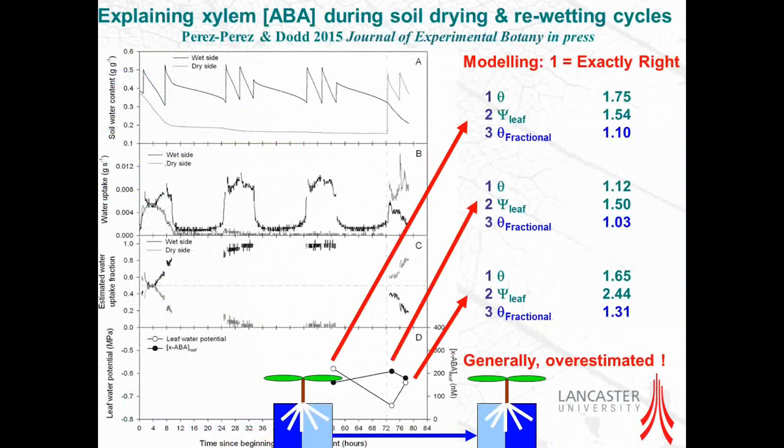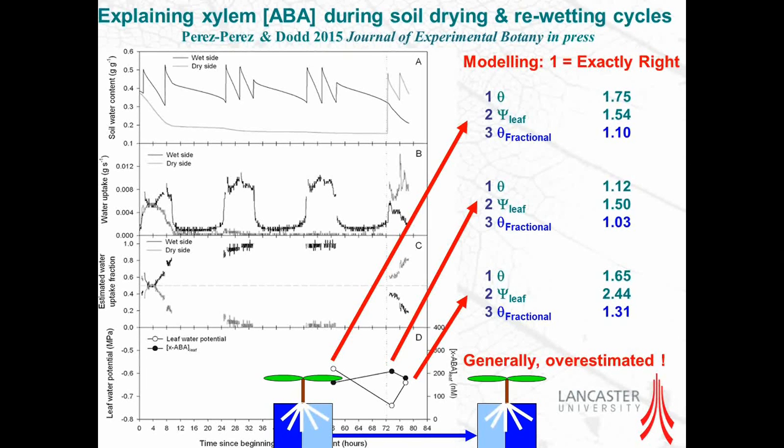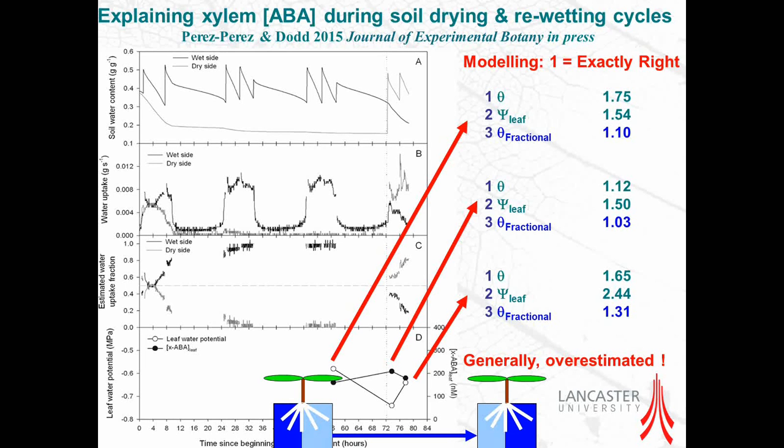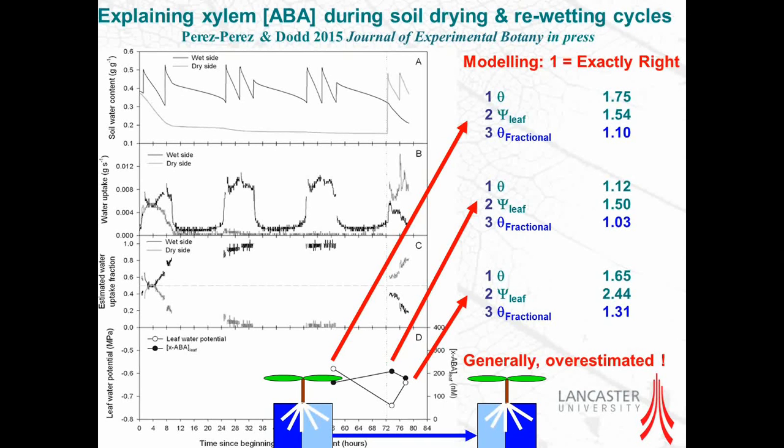More recently, one of my colleagues has done some measurements looking at the ability of this model to explain variation in xylem ABA concentration at different stages of the wetting and drying cycle. So you can see here with the plants exposed to partial root zone drying, if you look at the top panel, the soil water content was maintained in the wet side, but very rapidly in the dry side, the soil water content decreased. You can see the corresponding levels of sap flow through the two different parts of the root system.